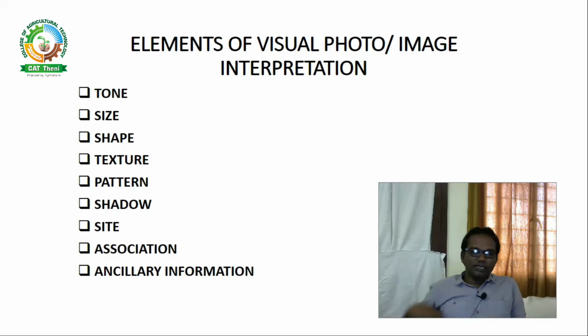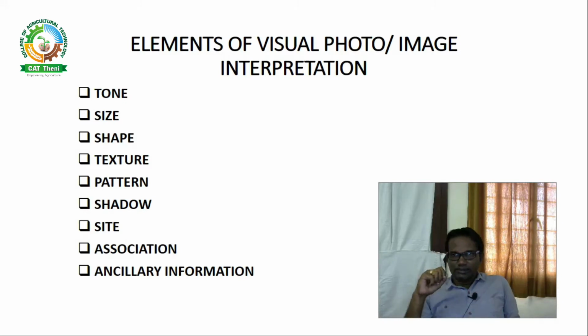Then the third element is shape. Shape is the form of an object. You take a cropping area, or you take coniferous trees. If a dense coniferous forest is taken by an aerial image, the coniferous trees appear circular in shape, whereas the deciduous trees don't have any regular shape. That is called shape.